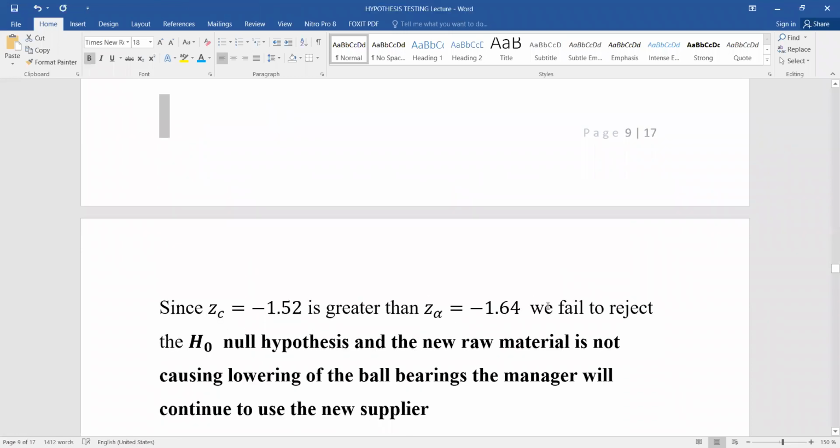So since Z computed is greater than Z alpha, we fail to reject H naught, the null hypothesis, and the raw material is not causing the lowering of the ball bearing. The manager will continue to use the new supplier.